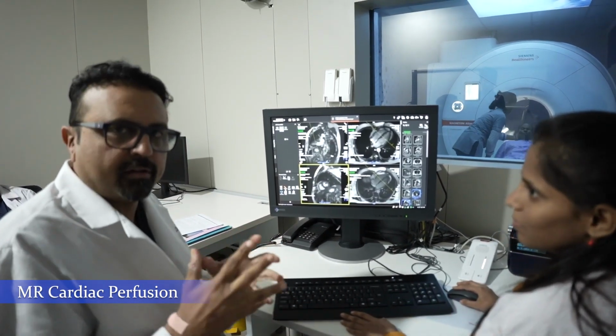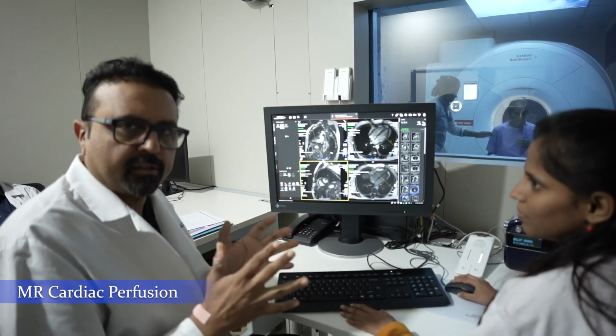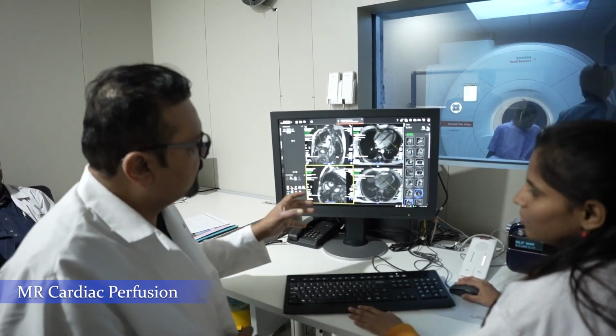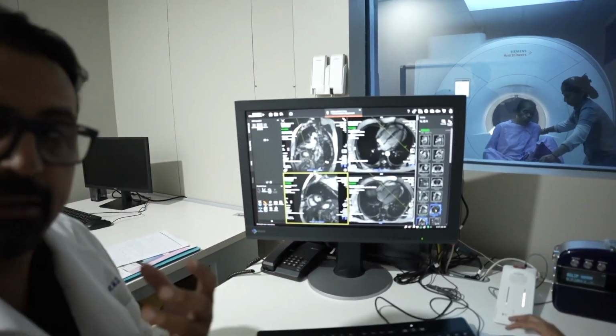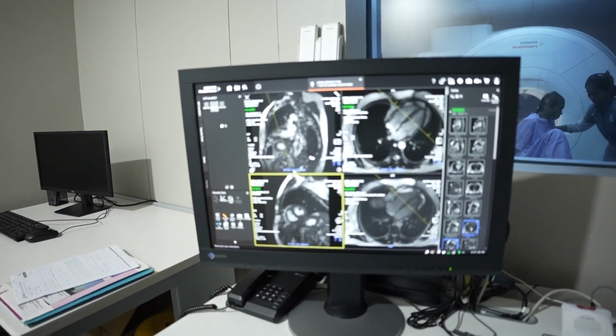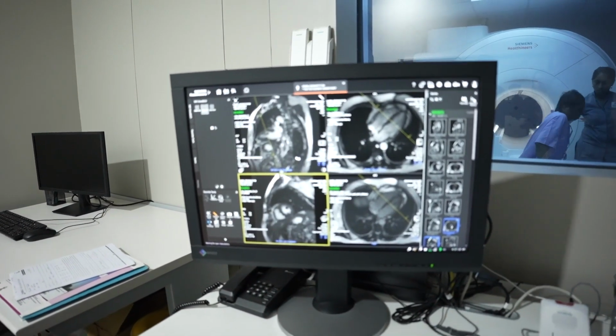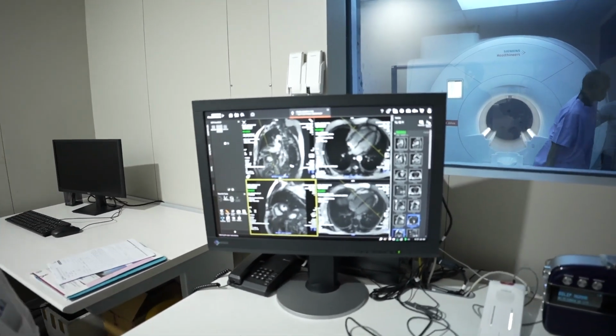On the CAT scan, all we saw was pictures that were kind of still, and we're looking at just the blood vessels. Here, this is what we call a dynamic scan. So it's going to be live pictures like a video player. So let's go ahead and play it, and then we can see what it will look like.